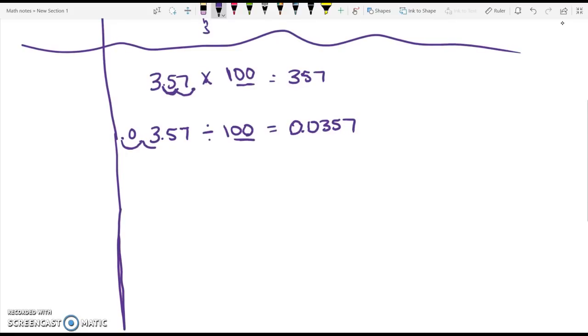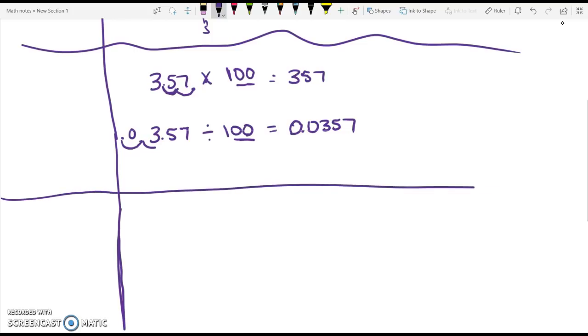So when you come across something like that, it should be pretty easy. Just count the zeros and move the decimal in whatever direction that goes. If it's multiplying, it's going to be a bigger number, so it's going to move to the right. If it's dividing, it's going to make it a smaller number, so it's going to move to the left.